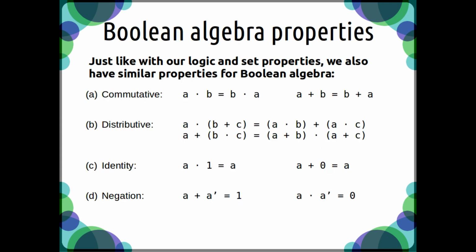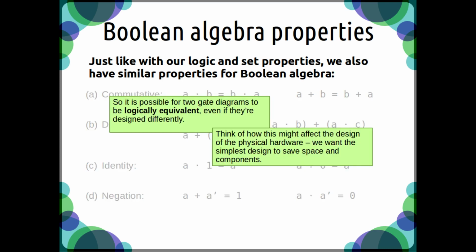Just like with our logic and set properties, we also have similar properties for Boolean algebra, so you might want to keep these in mind. For example, if we have A plus A prime, that ends up giving us 1. And A times A prime gives us 0. So note that with these rules, it is possible for two gate diagrams to be logically equivalent even if they're designed differently. Think of how this might affect the design of the physical hardware. We want the simplest design to save space and components.